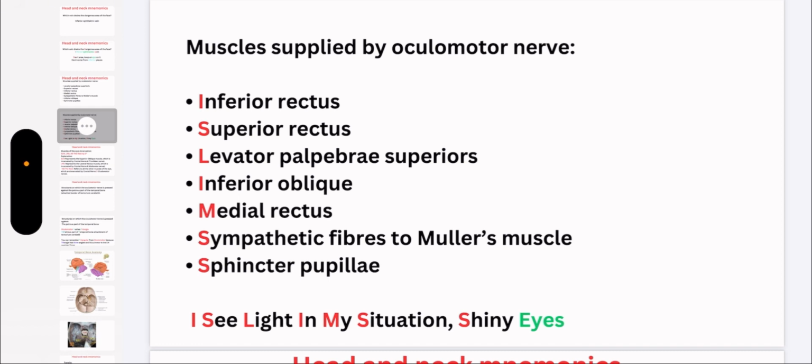The letter L in light is for levator palpebrae superioris. The letter M is for medial rectus. The letter S in situation is for sympathetic fiber to Müller's muscle. And the letter S in shiny is for sphincter pupillae. And the word eyes will remind you of the mnemonic. So: I see light in my situation, shiny eyes.